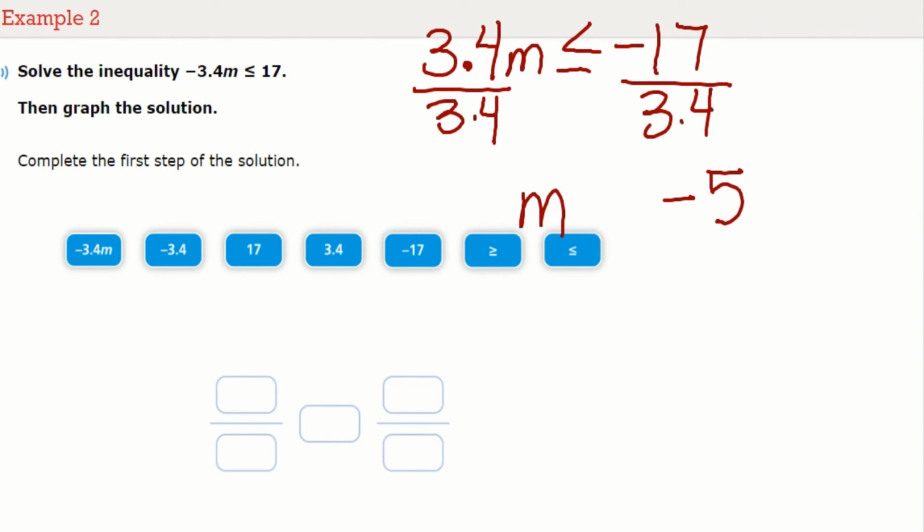Now what some people like to do is flip the inequality, but you have to think, what did we divide on both sides? We divided a positive 3 and 4/10. Even though our final answer is negative, we divided both sides by a positive, so we do not switch the inequality symbol.